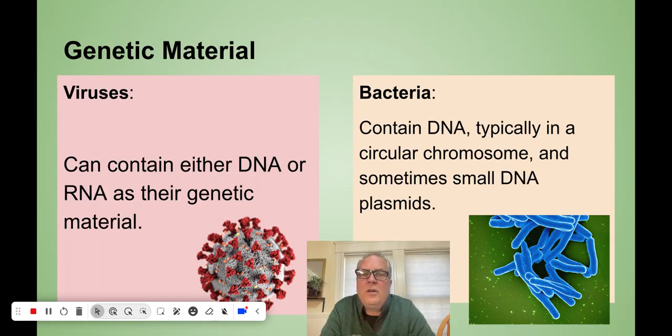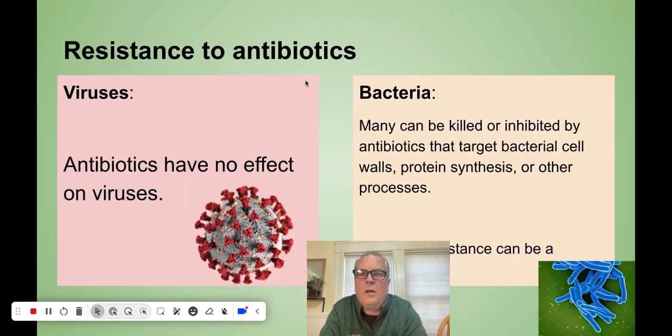Now, as far as their genetic material, as I mentioned, viruses contain DNA, or there are also some viruses called retroviruses. They use RNA for their genetic material. Now, bacteria, they have DNA for their genetic material, and that is a circular chromosome. Okay, and then there's occasionally something called plasmids, which have additional DNA as well.